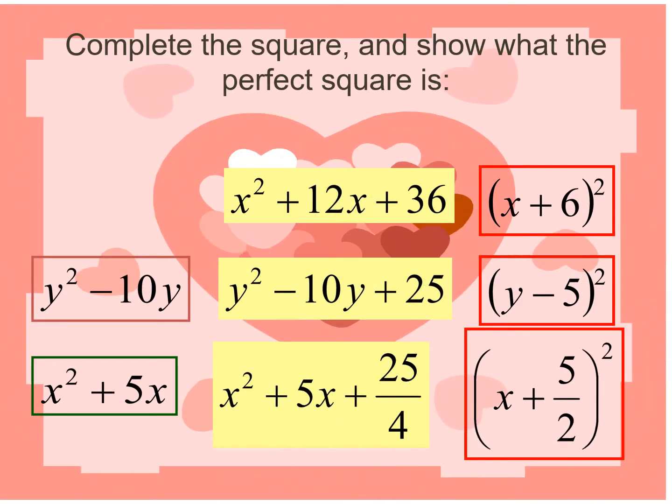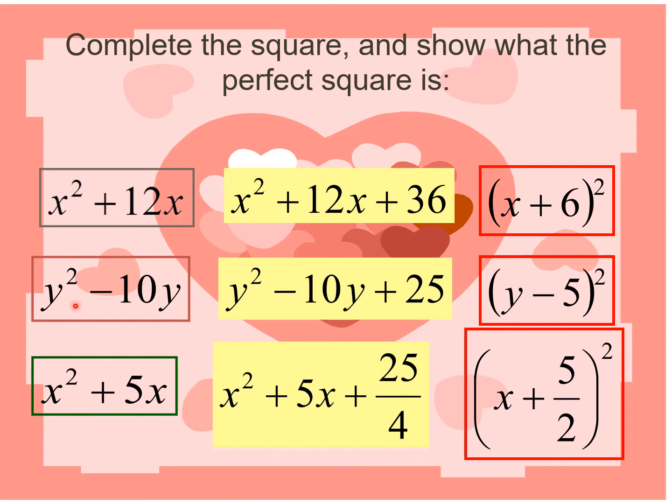So, we have here, complete the square and show what the perfect square is. Let's take a look. Ito po, x squared plus 12x. 12 divided by 2, that is equal to 6. 6 times 6, that is equal to 36. Square root of x squared is x. Square root of 36, that is 6. Yung second term, positive. So, ang factor niya is x plus 6 quantity square.